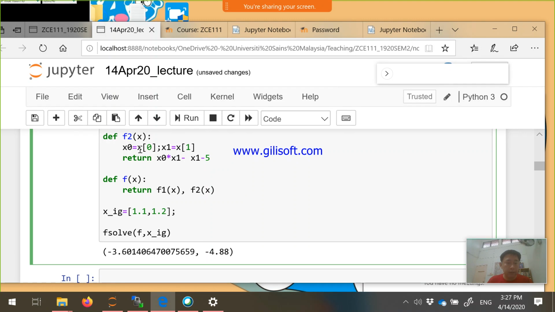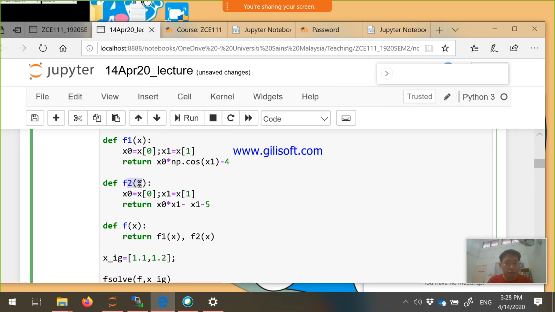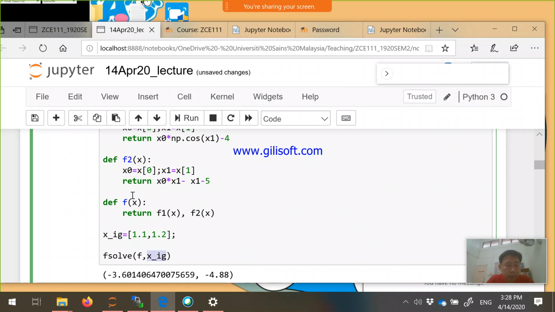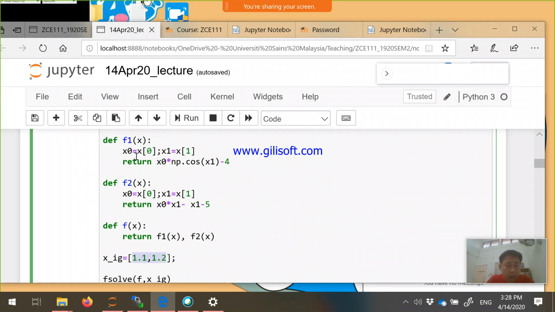Then the values of f1 and f2 will be evaluated and returned. When x is fed into the fsolve, it will be passed to this x, right? So this x is actually initially 1.1 and 1.2. The first element in x will be called x0, and the second element in x will be called x1. So we define this x0 and x1 here, and then we calculate the values of this.